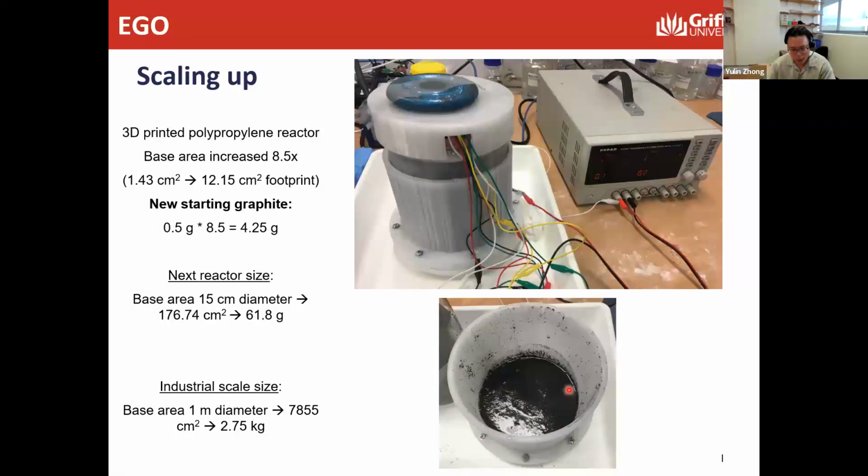So if you were to scale up just laterally, if you have a base diameter of 1 meter, then probably we could start getting kilogram scale. But again, this reactor, I would say, needs a lot of improvement. So we are working on that.